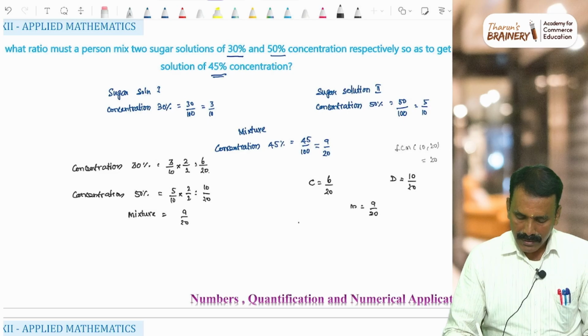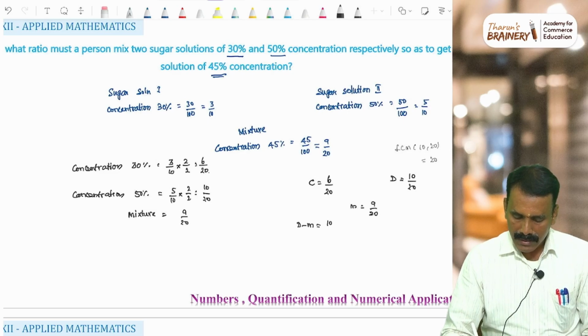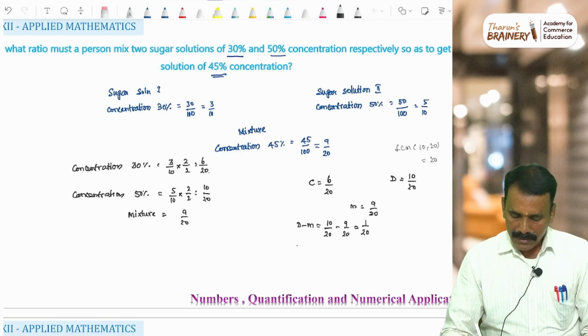Now we calculate D minus M. D minus M is 10 by 20 minus 9 by 20, which is nothing but 1 by 20. M minus C will be 9 by 20 minus 6 by 20. So the common denominator will be 20. 9 minus 6 will be 3.